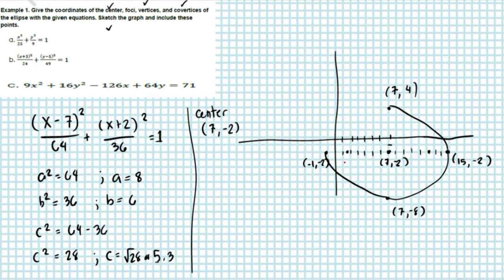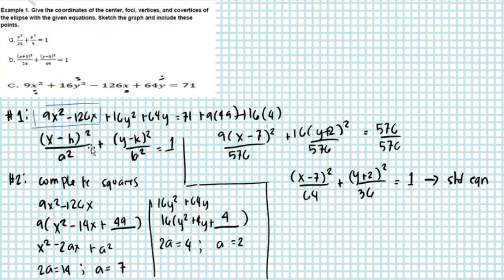So, 7 minus 5.3 is like 1.7. Negative 2.7. Then 7 plus 5.3 is 12.3, negative. So, yun ang ating foci. So, ganun lang kadali mag-solve ng ellipse. Just get the standard form.